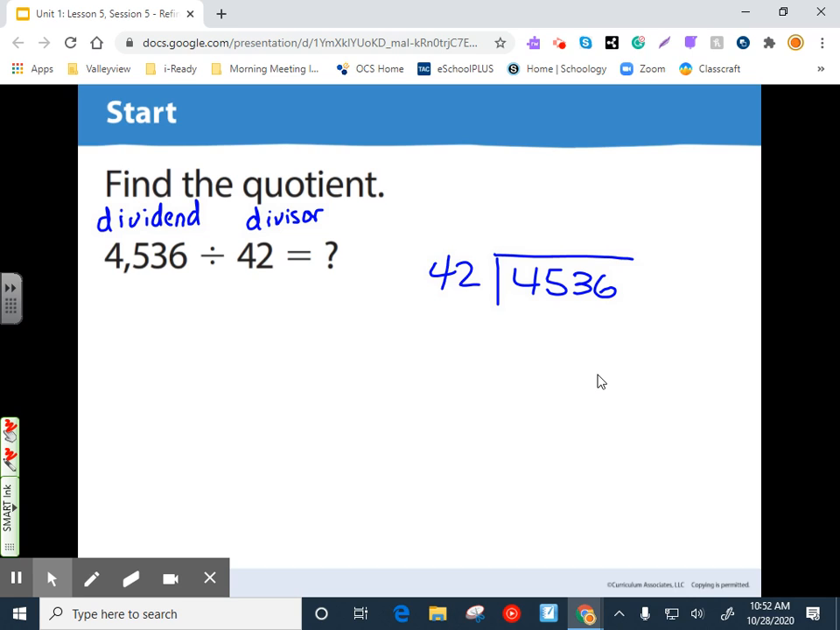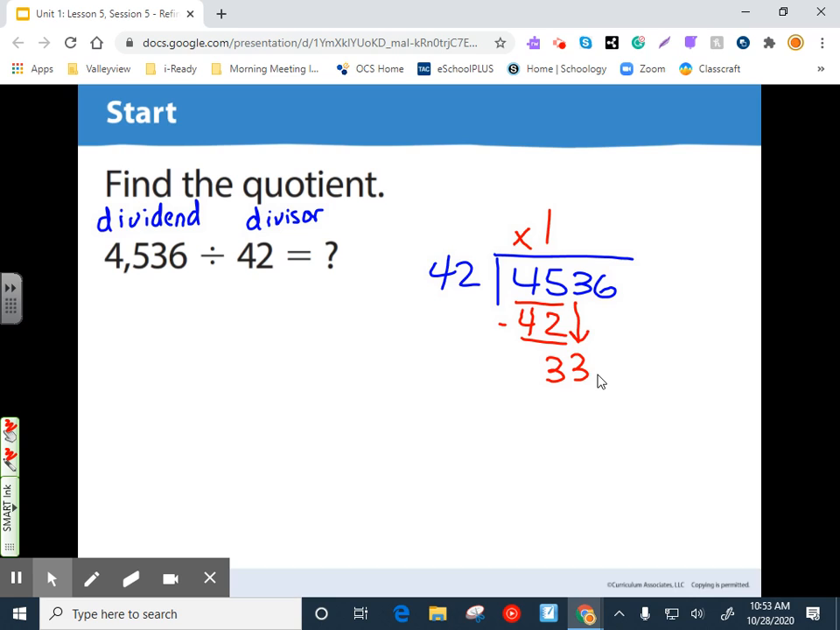So let's get started. 42 doesn't go into 4, so I put an X right there. I underline 45 to remind me if 42 can go into 45. That will go in one time. 5 minus 2 is 3. And then bring down your other 3.